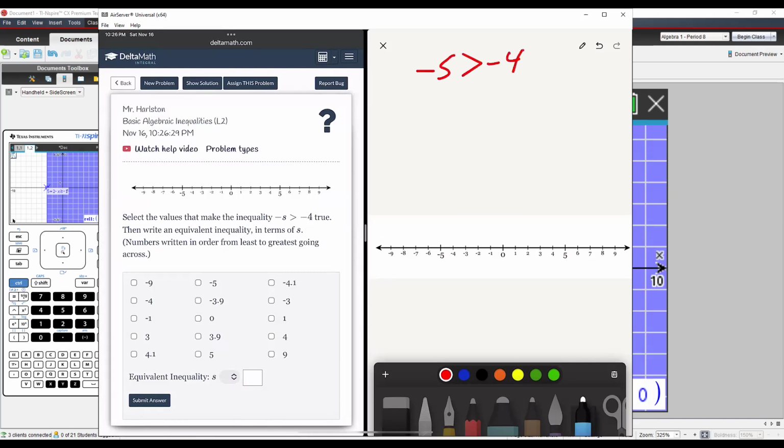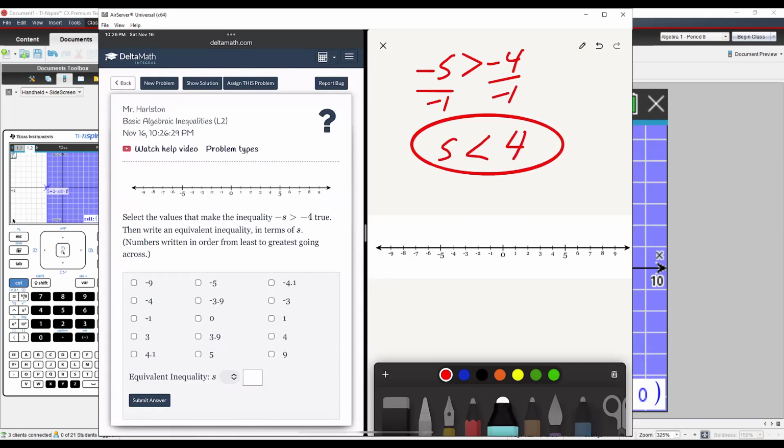Now, we need to solve this. So remember, divide this by -1, divide this by -1. So it's going to be s. We got to flip it, and this will be a +4. So this is our solution. So if we're going to come to +4, it's going to be an open circle, and it goes to the left. So any number over here is a solution.